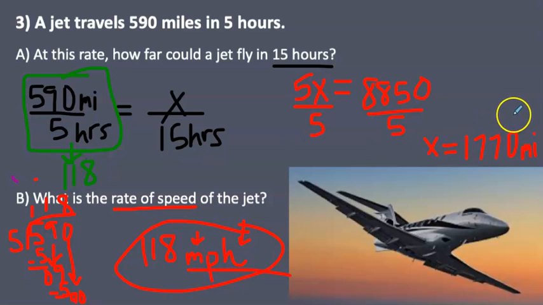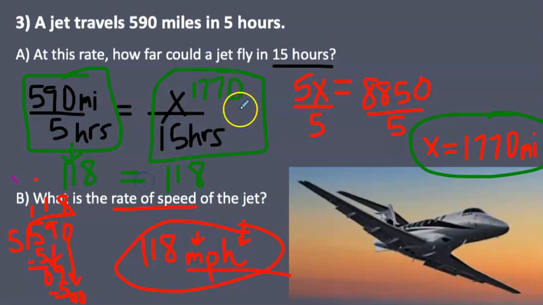And then if you want to check your work for this first problem, we said that x was 1,770. Well, if this fraction is equal to this fraction, if you take 1,770, it should also equal 118. So I'm going to type that into a calculator, 1,770 divided by 15, and I also get 118. So it's just a way that you can check your work for part A. Hopefully this helps you to solve the problem that you're going to solve.